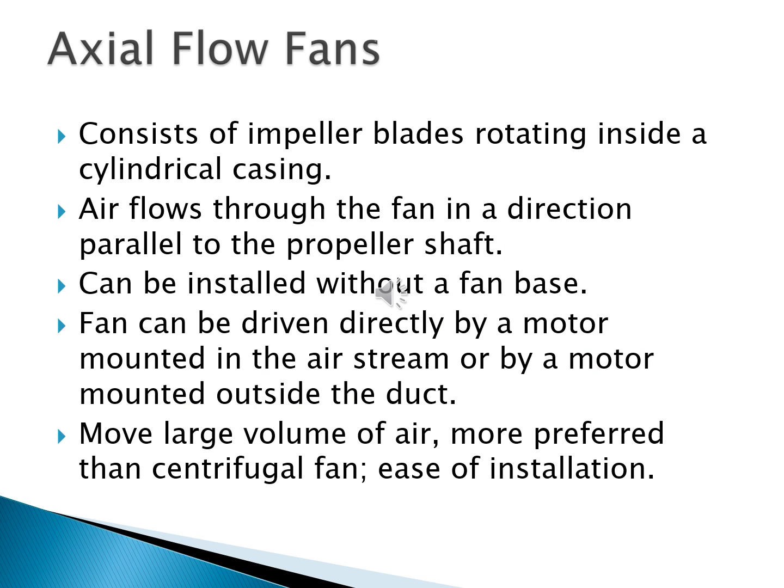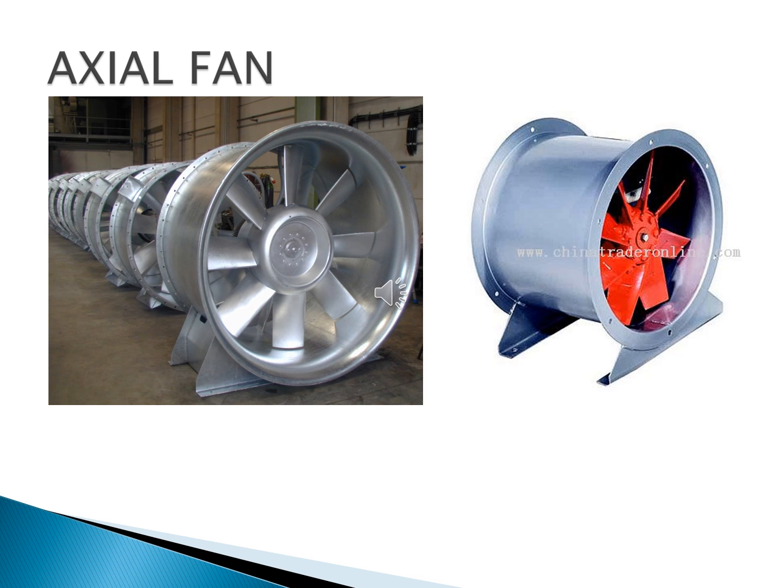Axial flow fans. It consists of impeller blades rotating inside a cylindrical casing. Air flows through the fan in a direction parallel to the propeller shaft. It can be installed without a fan base. The fan can be driven directly by a motor mounted in the airstream or by a motor mounted outside the duct. It can move large volume of air. It is more preferred than centrifugal fan because of ease of installation. An example photos of axial fan.